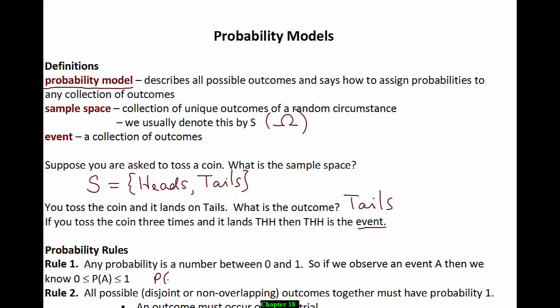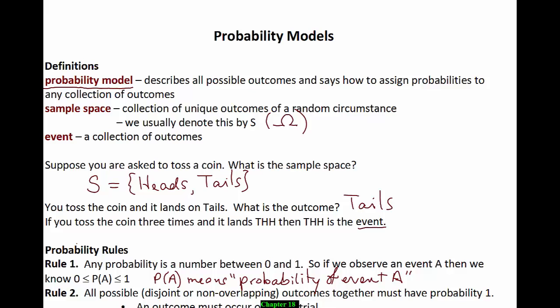Note that P of A, this notation here, means probability of event A. So that's the way that we read that little notation. The capital P with something in parentheses is the probability of whatever's in the parentheses.